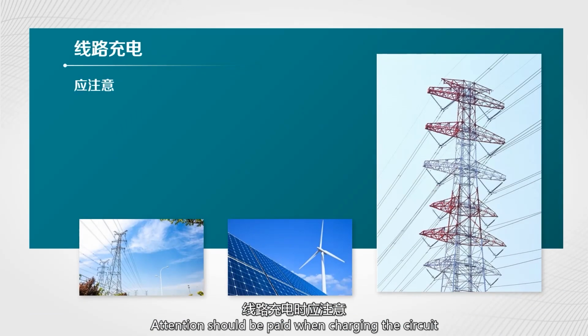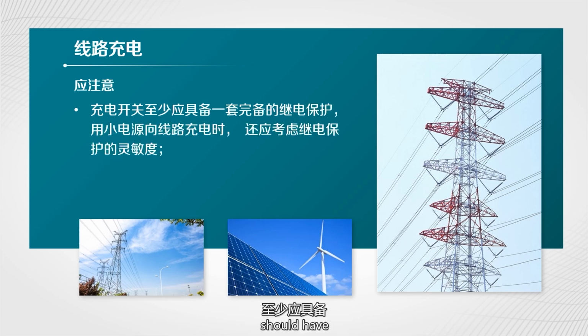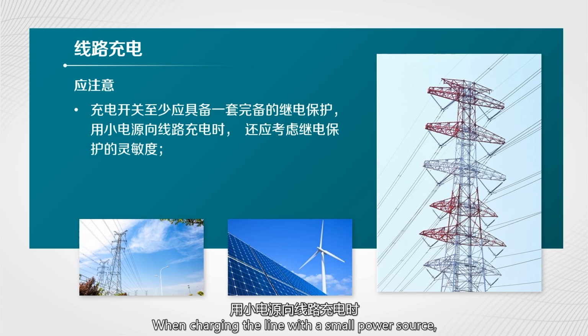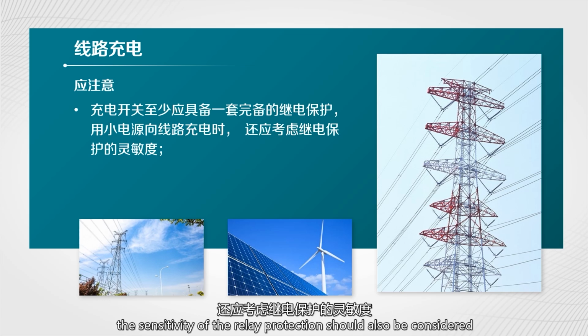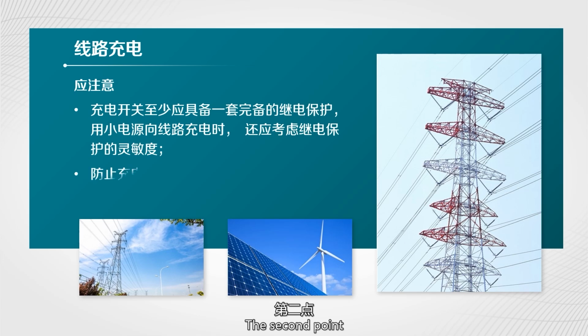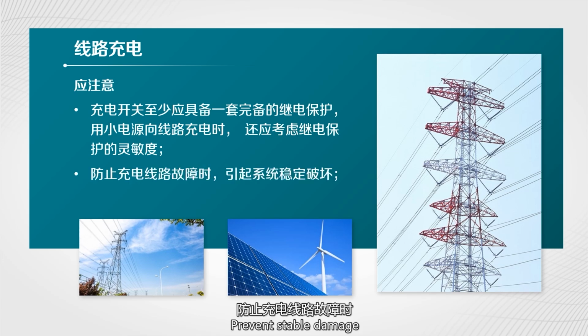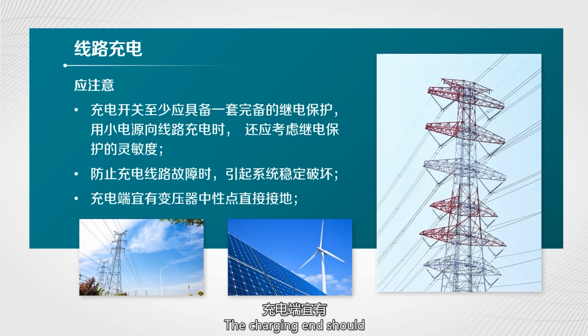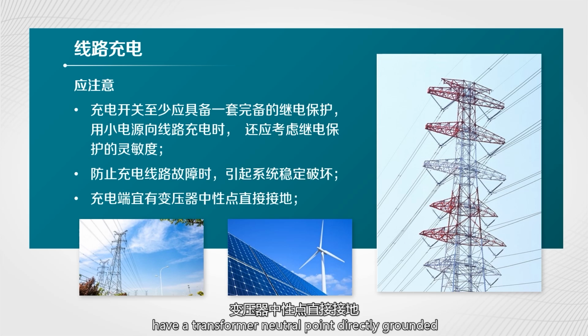Attention should be paid when charging the circuit. The charging switch should have at least one complete set of relay protection. When charging the line with a small power source, the sensitivity of the relay protection should also be considered. The second point, prevent stable damage to charging lines caused by faults. The third point, the charging end should have a transformer neutral point directly grounded.